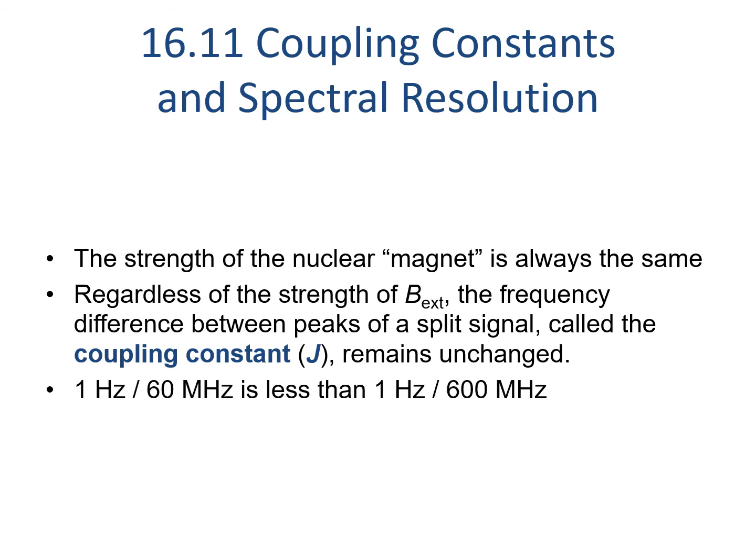And so if we're looking at a 1 Hertz split, that 1 Hertz makes up a much larger portion of the 60 megahertz machine's signal compared to the 1 Hertz in a 600 megahertz machine. And so we're a lot more likely to get peaks overlapping when we have the smaller resolution machines.